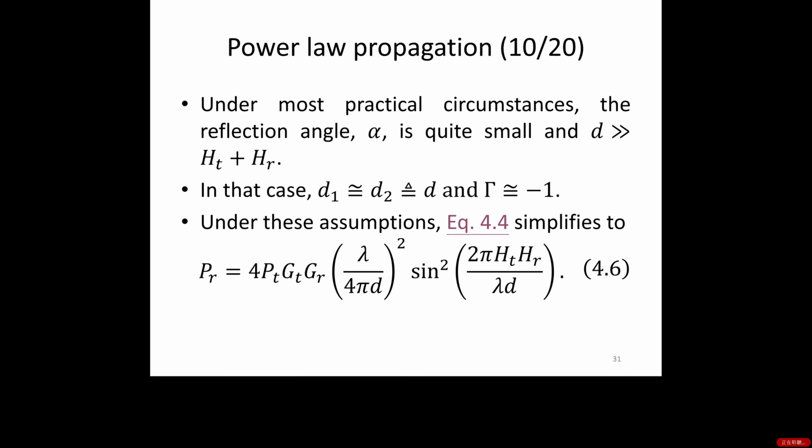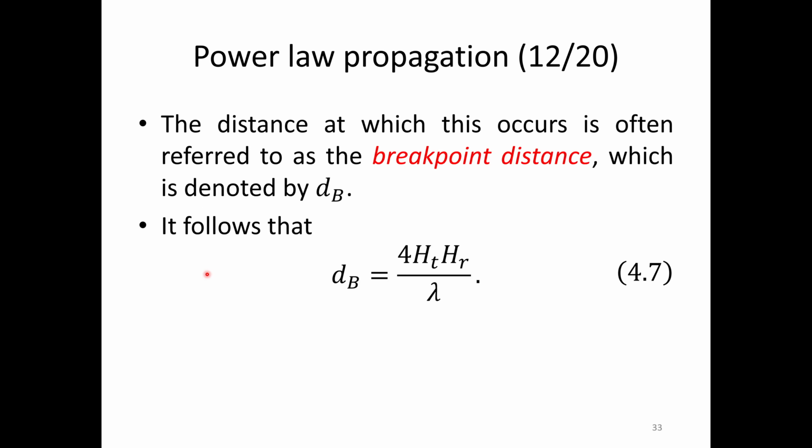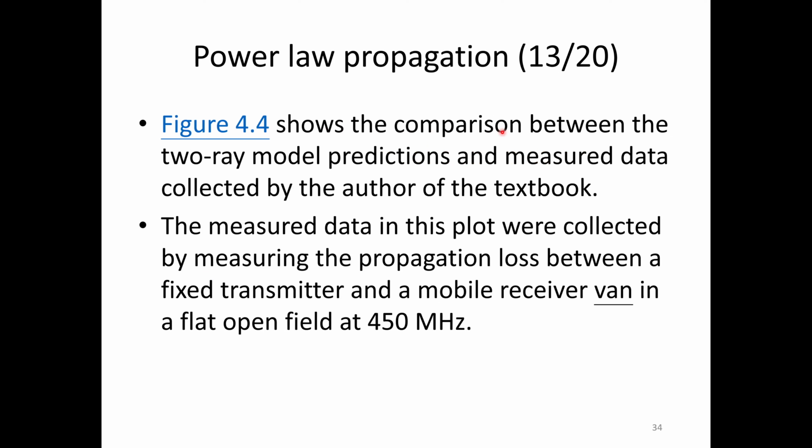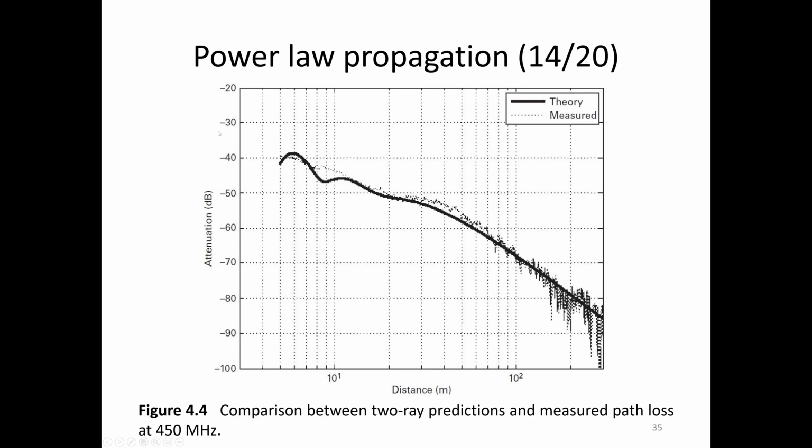Let us go back to the slides. Figure 4.4 shows the comparison between the two-ray model predictions and the measured data collected by the author of the textbook. Let us see figure 4.4. Figure 4.4 is the comparison between two-ray predictions and the measured path loss at 450 MHz. The x-axis is the distance in meters. You can see that the distance is plotted in dB, and the y-axis is the attenuation from negative 100 dB to negative 20 dB.